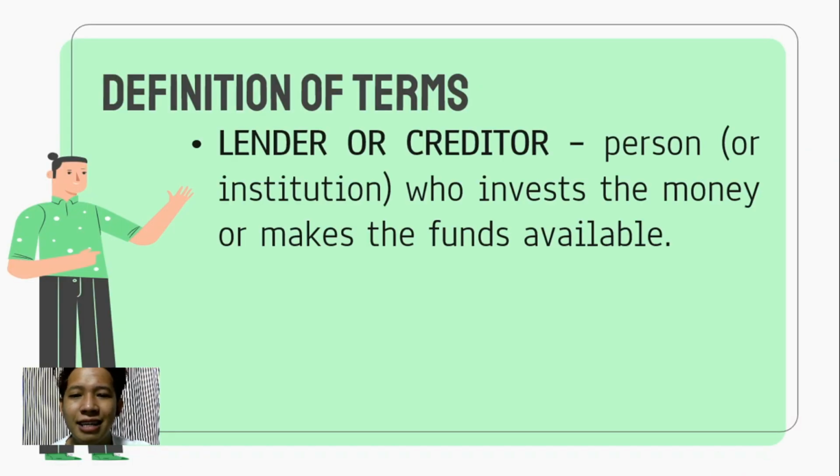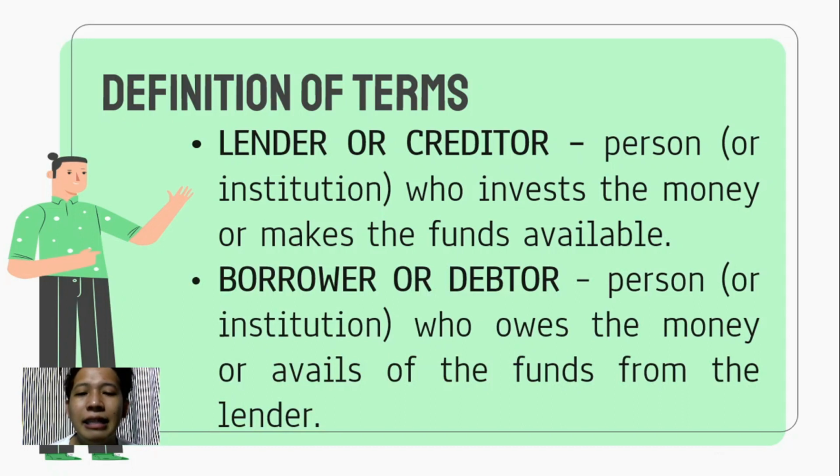Okay? So first is what we so-called lender or creditor. Si lender or creditor is a person or institution who invests the money or makes the funds available. So in short, or in Filipino, ito yung may pera. Okay? Next is the borrower or the debtor. The borrower or the debtor is a person or probably an institution who owes the money or avails the funds from the lender. So kung si lender or si creditor yung may pera, then si borrower or si debtor naman yung binibigyan ng pera or yung kumukuha ng pera.